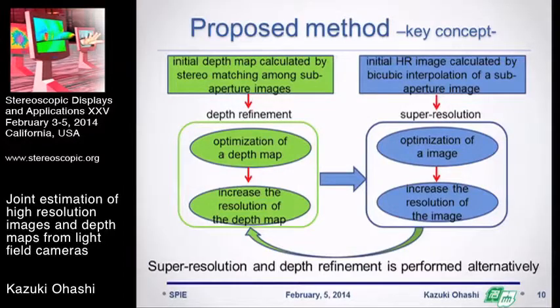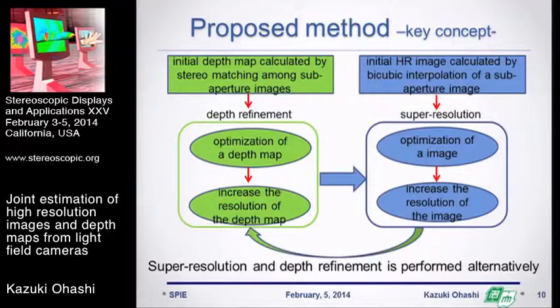Here is what we did in the proposed method. First, we calculate the initial depth map and the initial high-resolution image. The initial depth map is calculated by stereo matching among sub-aperture images. So the initial depth resolution is limited by the resolution of the sub-aperture images. And the initial high-resolution image is calculated by bicubic interpolation of a sub-aperture image.